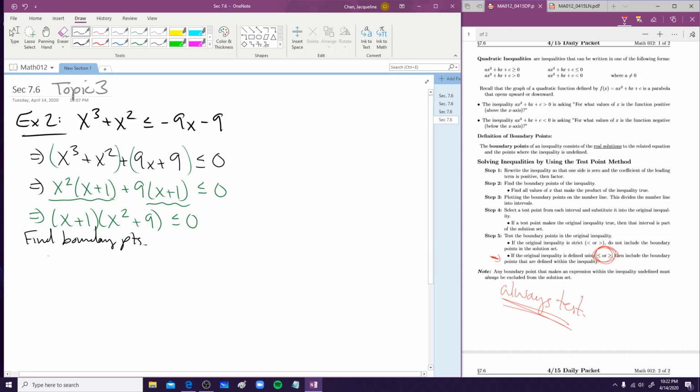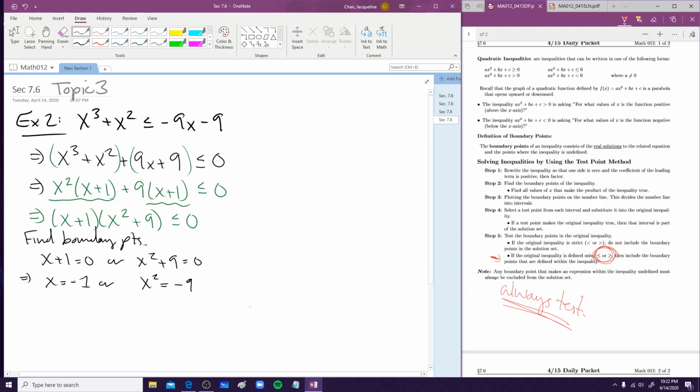Okay, so we have x plus 1 equals 0, or x squared plus 9 is equal to 0. Then we get x is equal to negative 1, and over here when we solve, we get x squared is equal to negative 9. So over on the first example, I actually solved for it and I got plus or minus i.